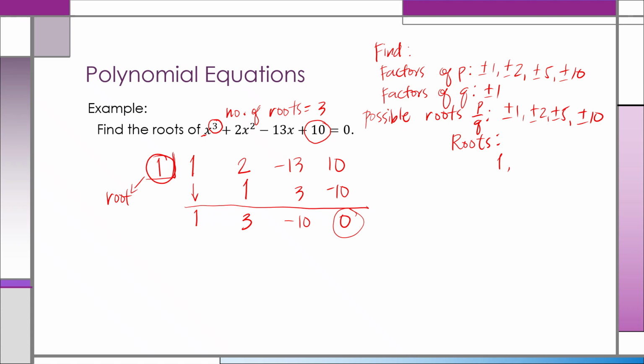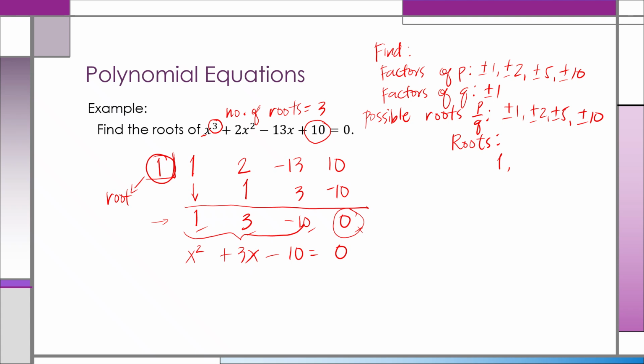Now, how will you find out the other roots? So, take a look at this. How many numbers are left here on this bottom row? We have 1, 2, 3, excluding the remainder. So, we have here 3 numbers. So, therefore, you can write this in quadratic form. So, the quadratic form will be x squared plus 3x minus 10 equals to 0.